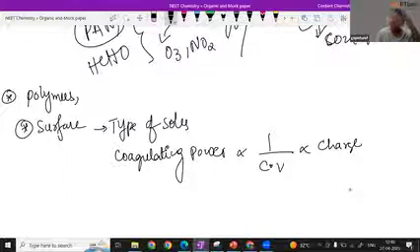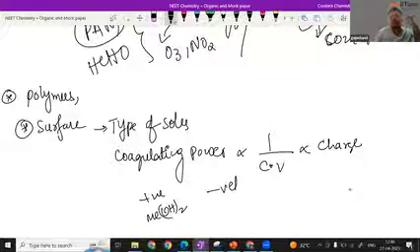If the sol is positive, the ion that coagulates it will be negative, and if negative, then positive. How do you identify a positively charged sol? Metallic hydroxides are positively charged, and negatively charged ones are like sulfides. Generally, all metallic sulfides are negatively charged sols. They will be attracted by the positively charged ones.